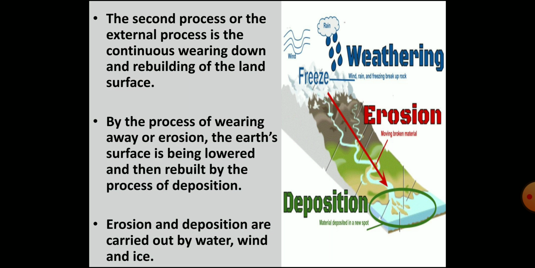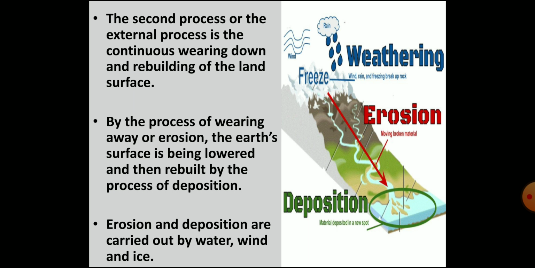The second process is the external process. This process is the continuous wearing away and rebuilding of the land surface. In this way, external process includes two processes. One, erosion, means wearing of surface. By this process of erosion, the land surface becomes lowered. Through the process of deposition, the land surface is rebuilt.